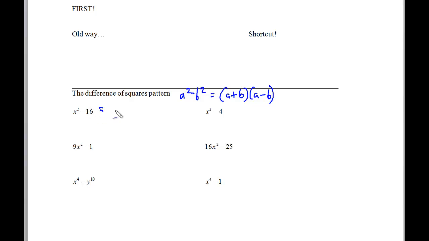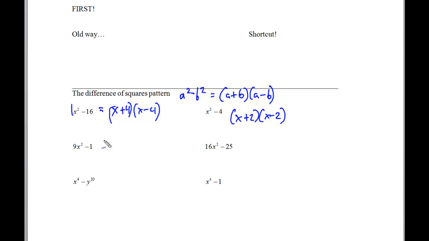So this problem, since both of these are rootable, the square root of 1 is 1, the square root of 16 is 4, this is going to be x plus 4, x minus 4. Same over here. The square root of 1 is 1, the square root of 4 is 2, so this becomes x plus 2, x minus 2. Now if you FOIL this out, you'll notice that your O and I are opposites, 2x and negative 2x. And that means you're only going to have two terms in your final answer.